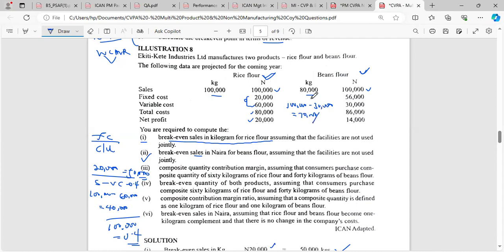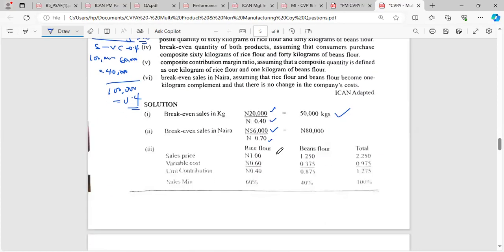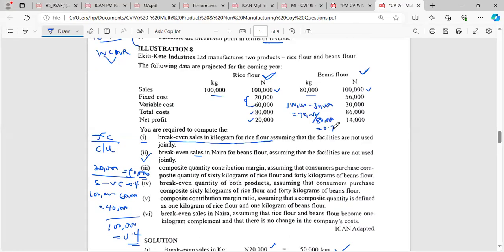But this is total. We have to divide it by quantity here, 80,000. I think that's how we got 0.7, I mean 0.875. And that gives us 80,000 naira. So 70 divided by 80 was 0.875.